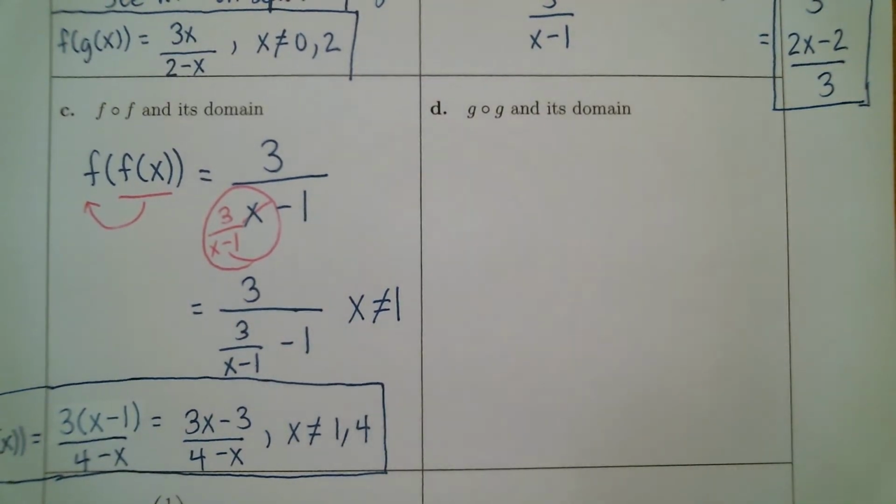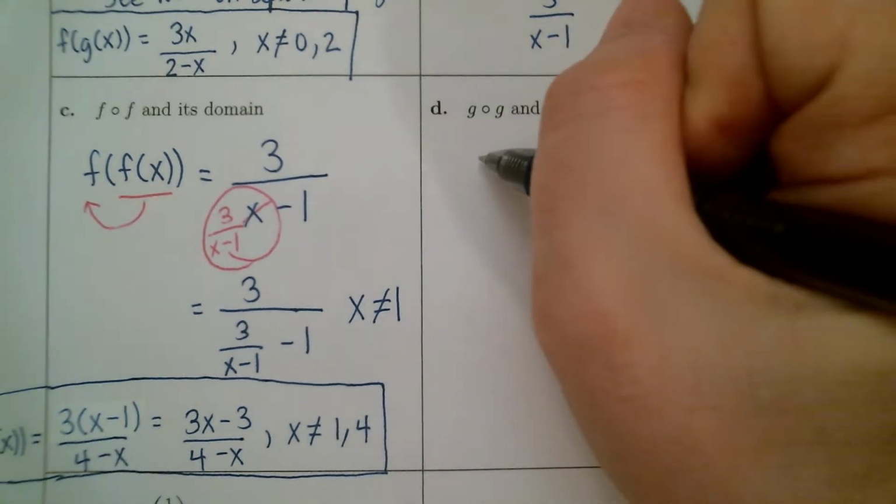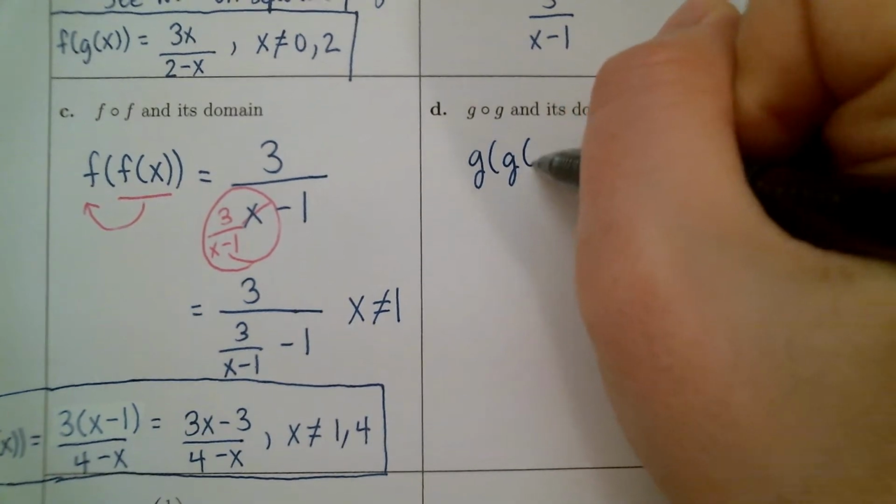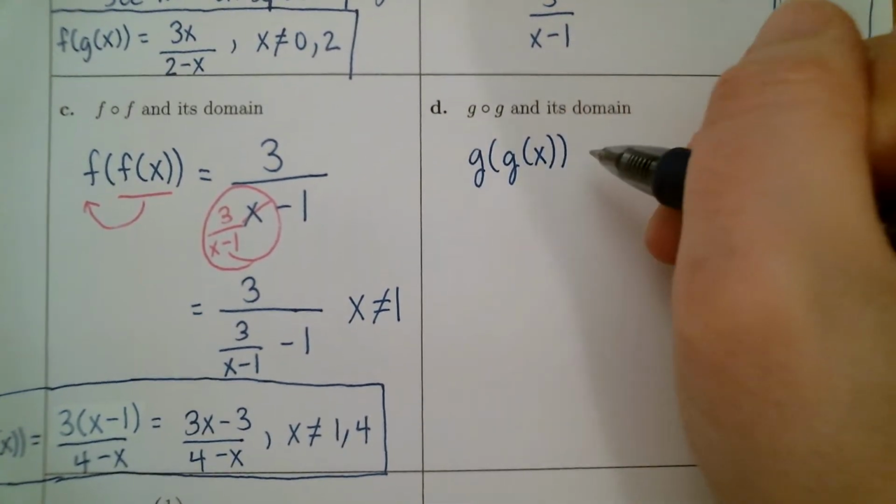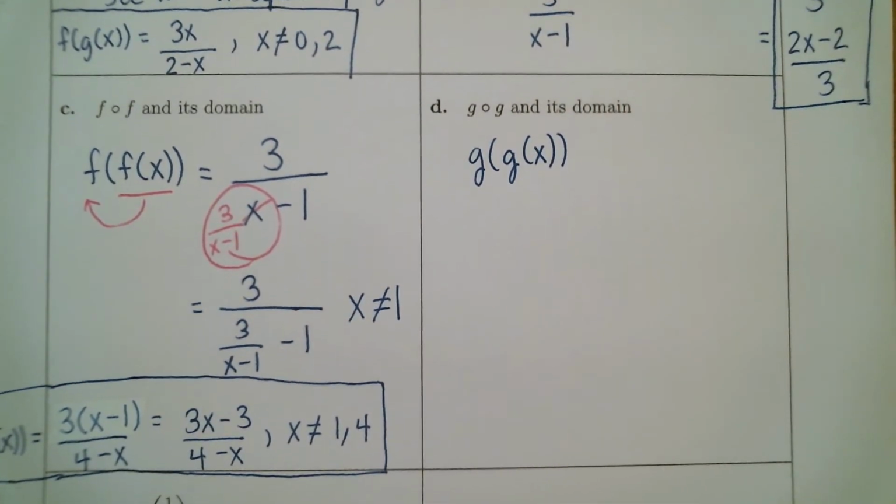In example 2D, we're going to find G composed with G in its domain. Again, this one will be more like part B, not as difficult as parts A or C. First thing, write down G of X. So we are plugging G into G.